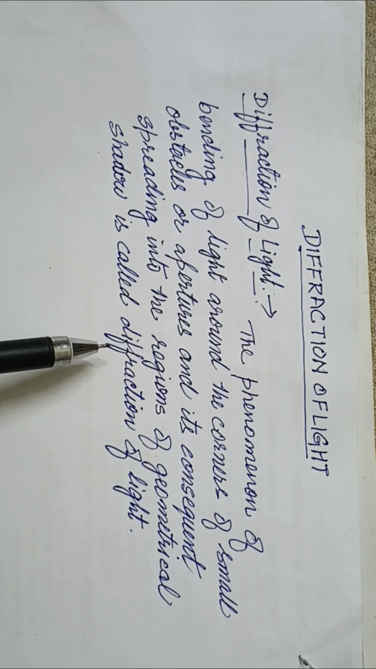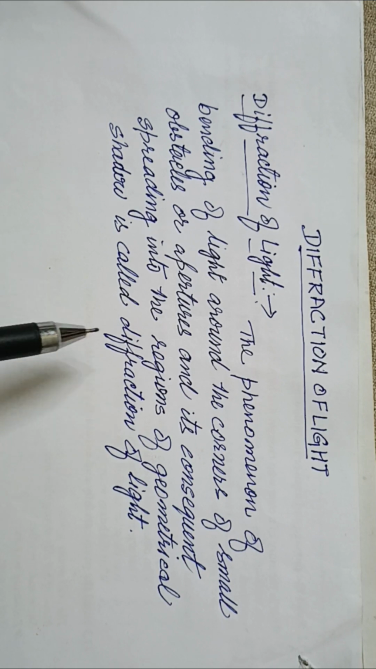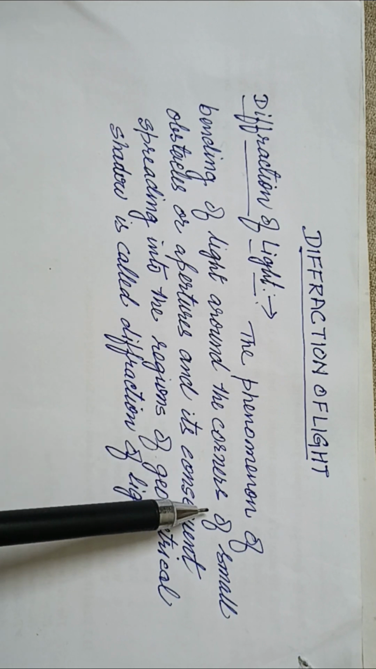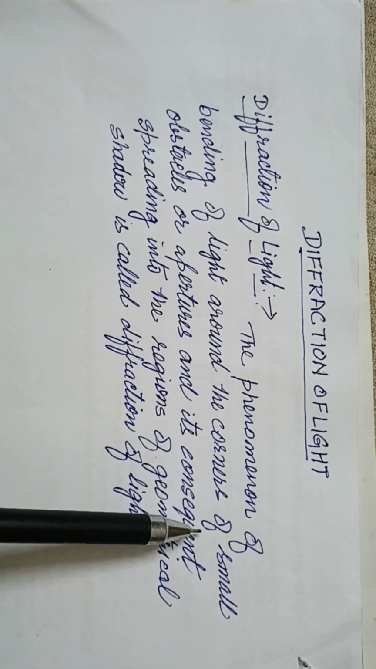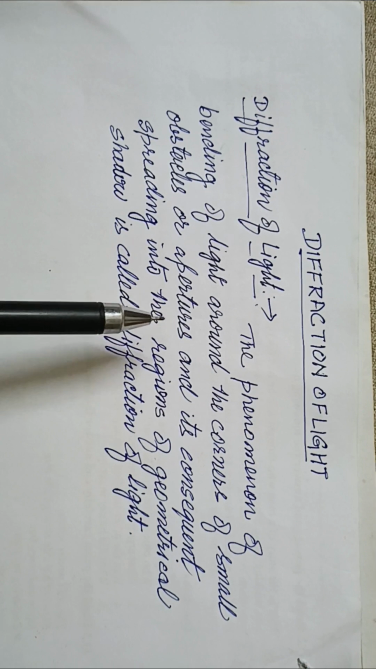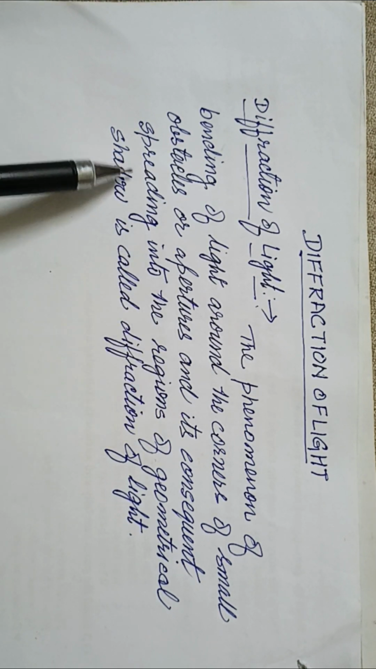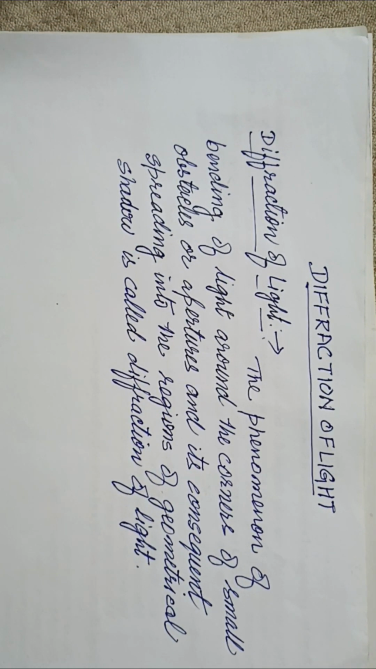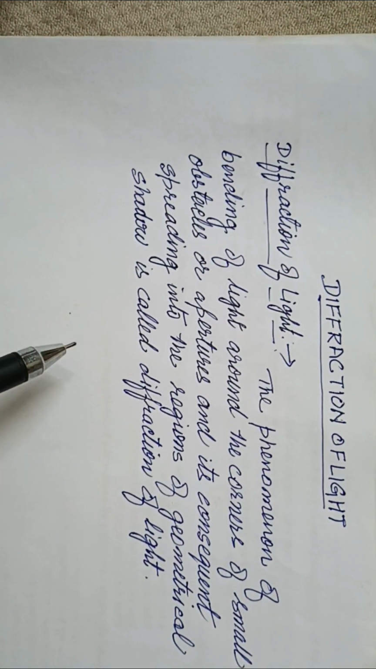This is the definition. In that, if we just focus on the main point, it is the bending of the light around the corners, and due to that bending of light around the corners of the obstacle or the aperture, it enters into the shadow region. This phenomena is called the diffraction of light. Let us see with the examples.